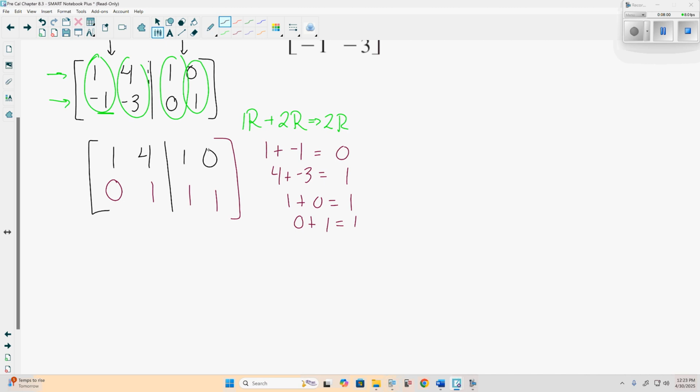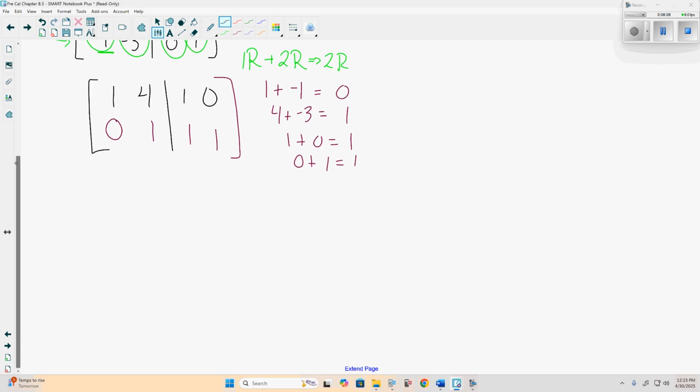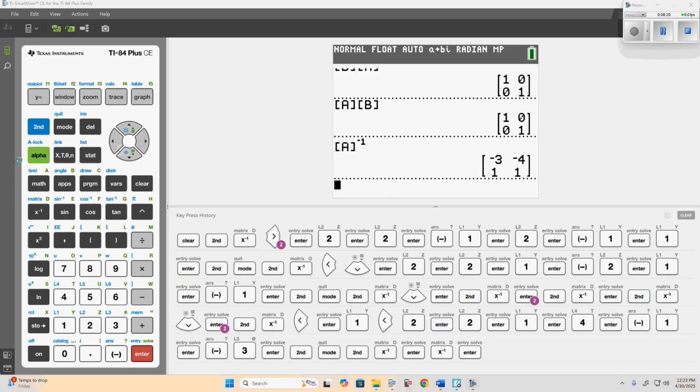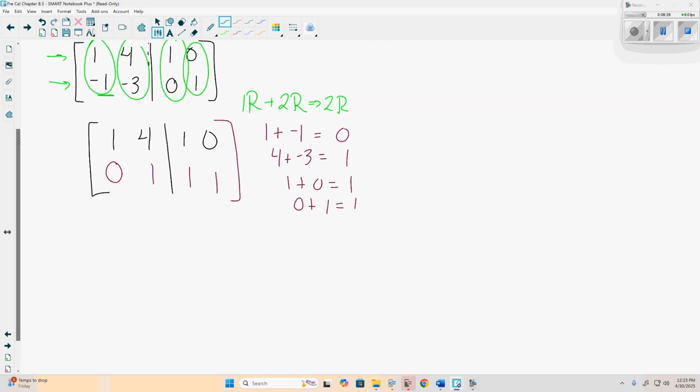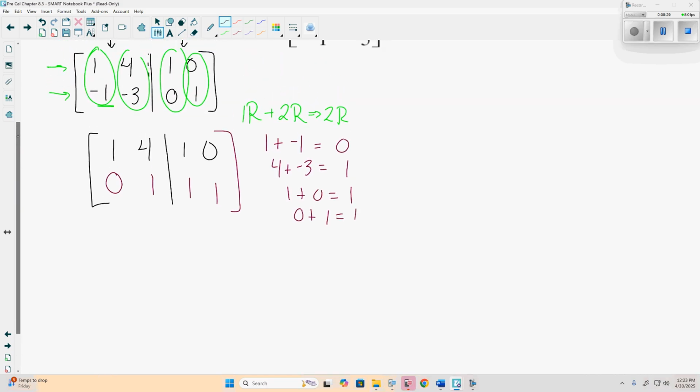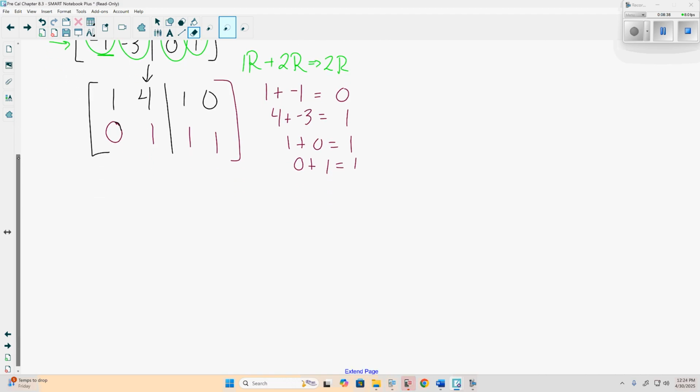Now the first row stays the same because we don't want to change yet. So we just add them together because we want to get this here. We're wanting to get this to be the identity. Now we do have this diagonal of ones that we want. Now the only thing we're missing is getting this 4 to be what? 0. We need it to be 0.